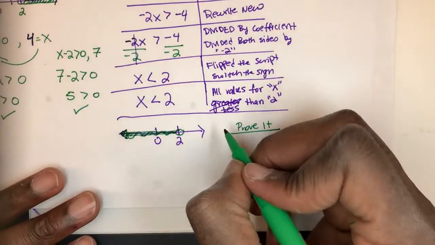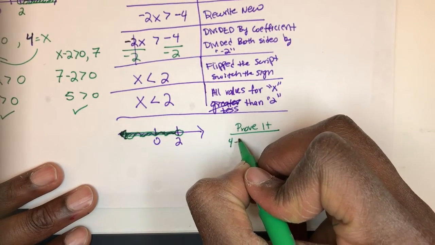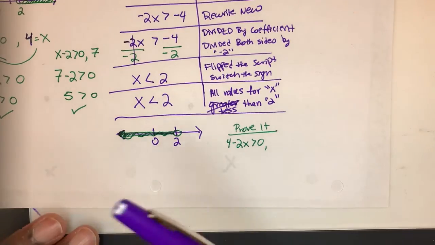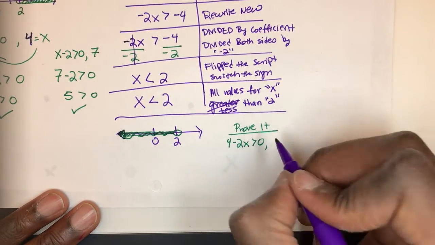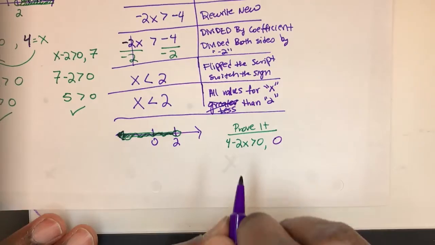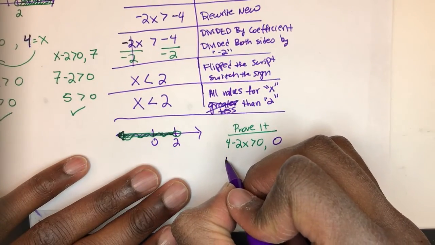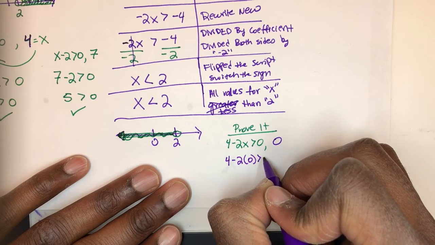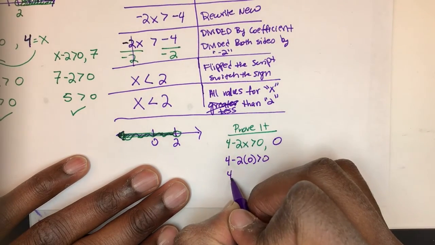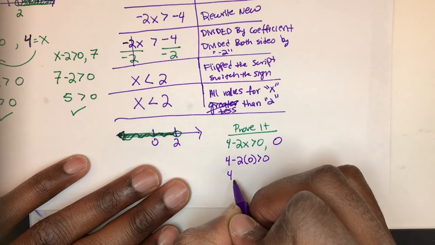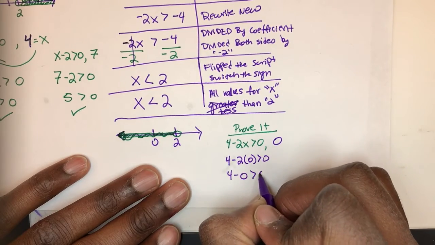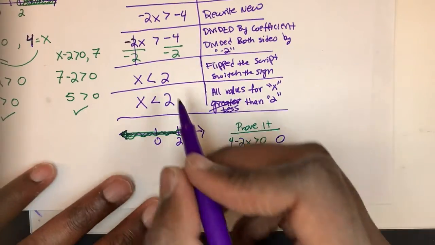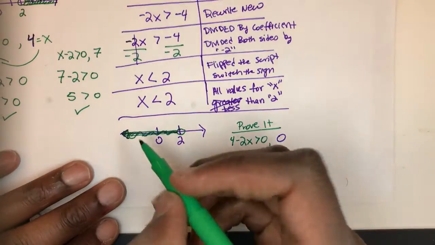So what do I do? I rewrite the original inequality. 4 minus 2x is greater than 0. I pick some x value that is less than 2. What's less than 2? I don't know. 0 is less than 2. Let's see if it's true. I substitute it in. 4 minus 2 times 0 should be greater than 0. 4 minus 2 times 0 is what? 0. 4 minus 0 is 4. Is 4 greater than 0? Boom! There's my solution set.